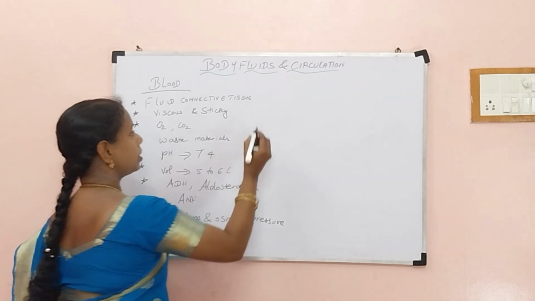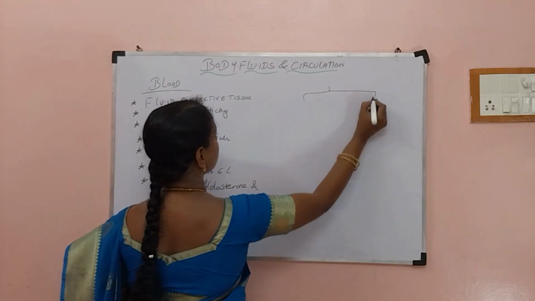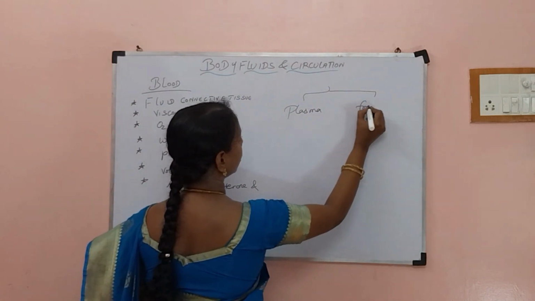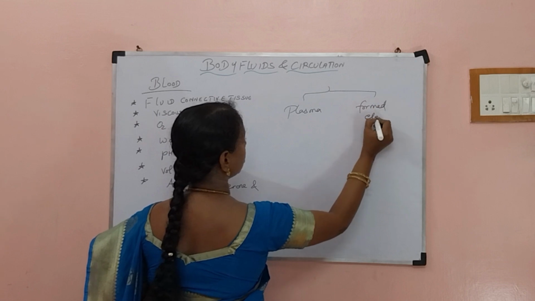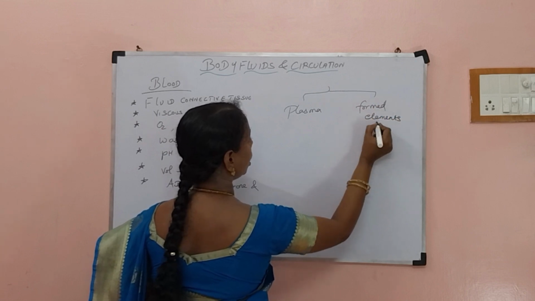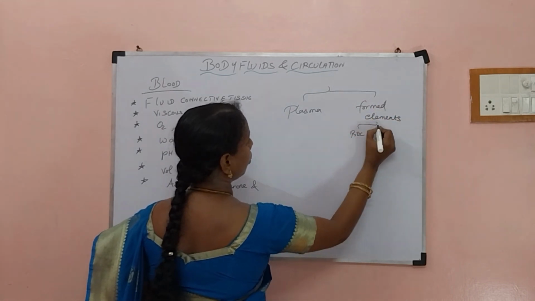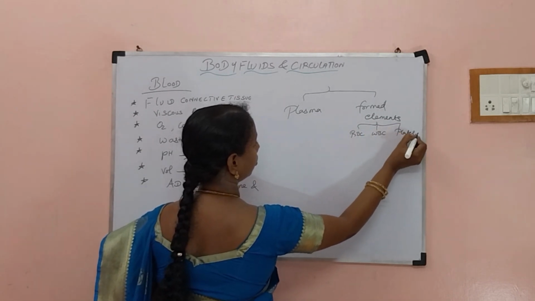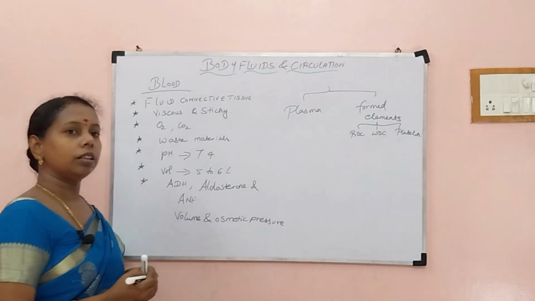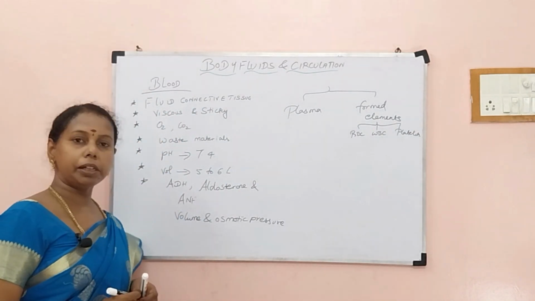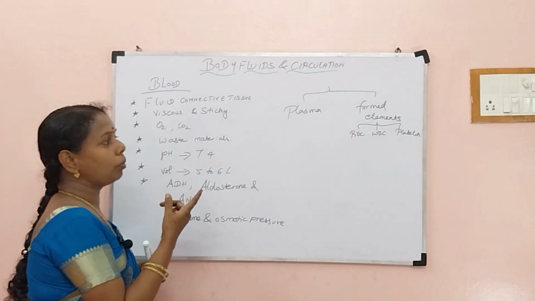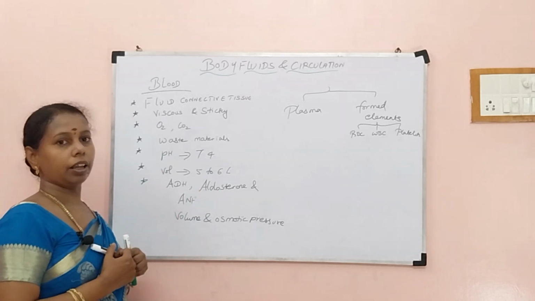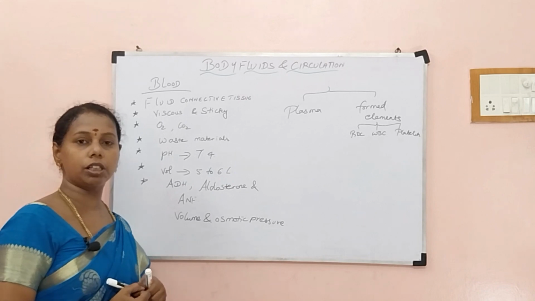Blood has two components: one is plasma, another one is formed elements. In the formed elements we have RBC, WBC, platelets. Now tell me, children, the liquid part of blood is mainly due to either formed elements like RBC, WBC, platelets, or plasma. Can you post your answers in the comment box, children, as always.